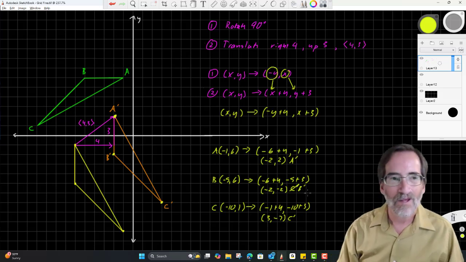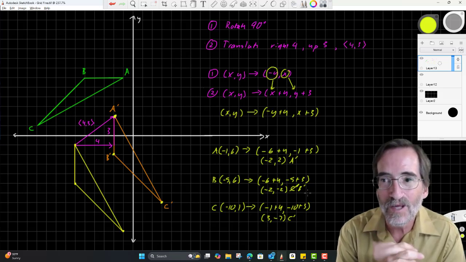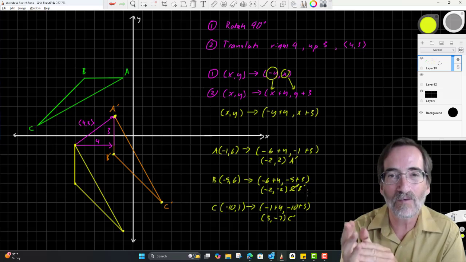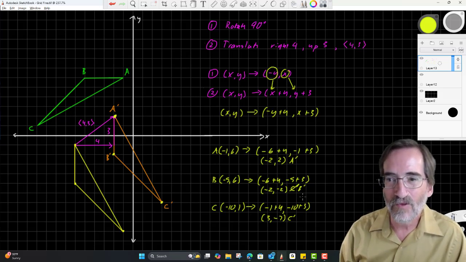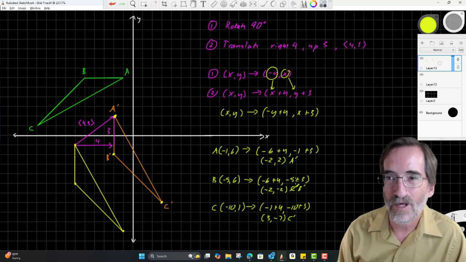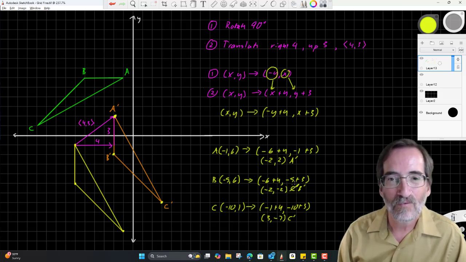All right, so it worked. We started with an image and a pre-image, and we came up with this composite transformation that mapped one onto the other, thus proving, by the way, that ABC is congruent to A prime, B prime, C prime, because we executed a rotation, which is a rigid transformation, and a translation, which is a rigid transformation. Rigid transformations always produce congruent figures.